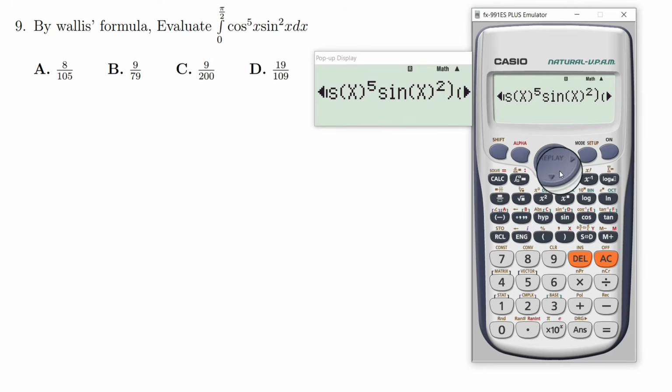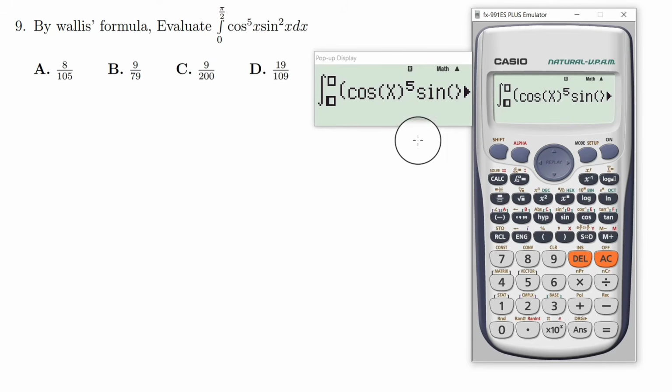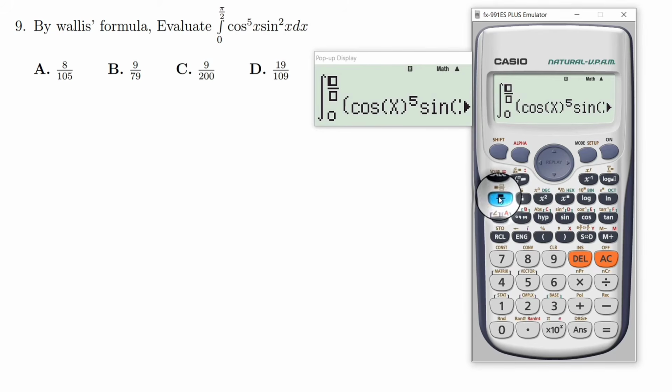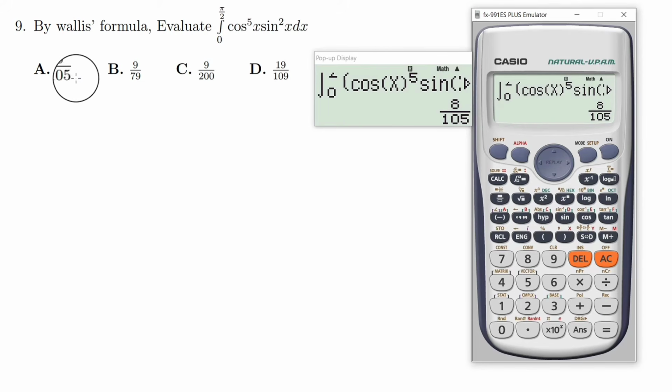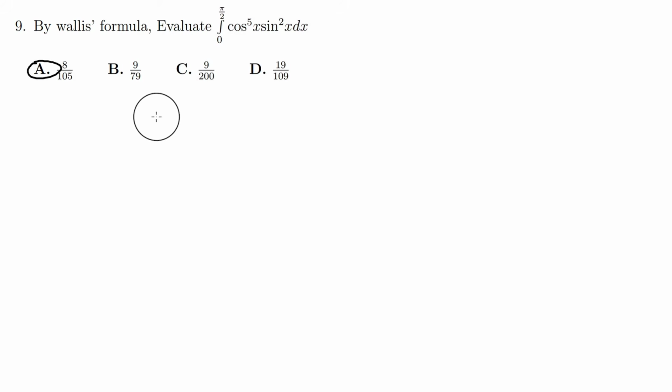So we are not done with that. We need to put in our lower limit, which is 0, and the upper limit, which is pi over 2. So we need to press the fraction button, then we have our pi over 2. Boom, 8/105. So without even picking up your pen, you already get your answer. So you just need to practice your calculator with more examples on integration. This is just a few examples, but in your leisure time, make sure you practice more examples and you get the whole concept. So let's move on to the next question.